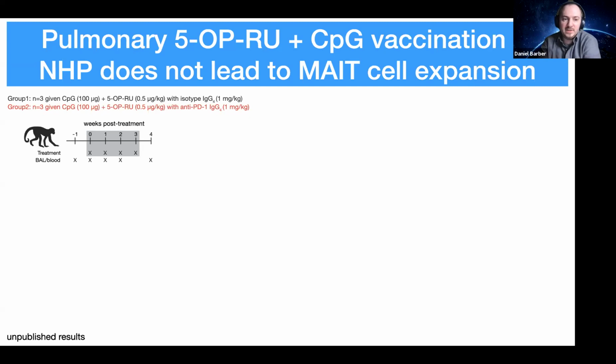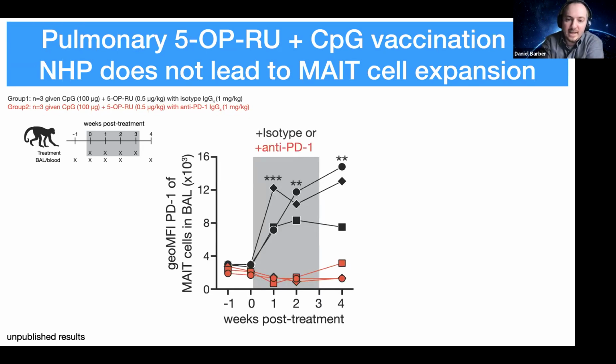We took uninfected macaques and they were vaccinated with CpG and 5-OP-RU, and we dropped the dose down 10-fold this time for 5-OP-RU to try and address the concern of high zone tolerance. Then we had a second group of animals that received the anti-PD-1. So there's no TB, we dropped the dose, and some of the macaques got anti-PD-1. And just to ask again if the MAITs got activated, we dropped the dose quite a lot, so we weren't sure if this was going to still be stimulatory.